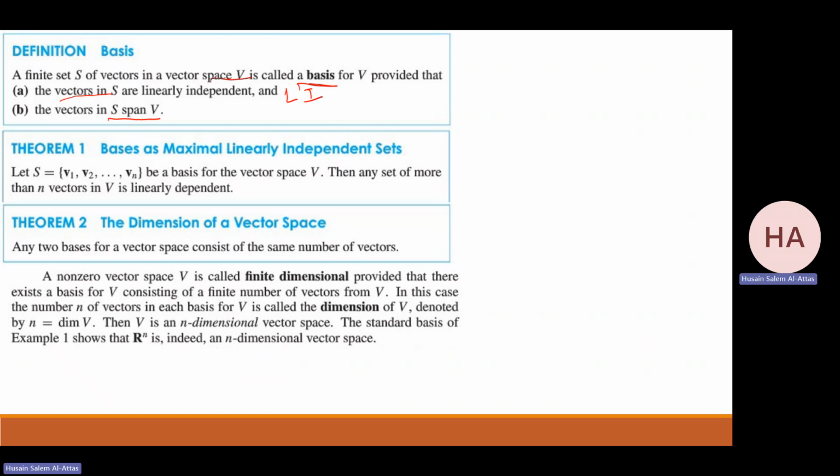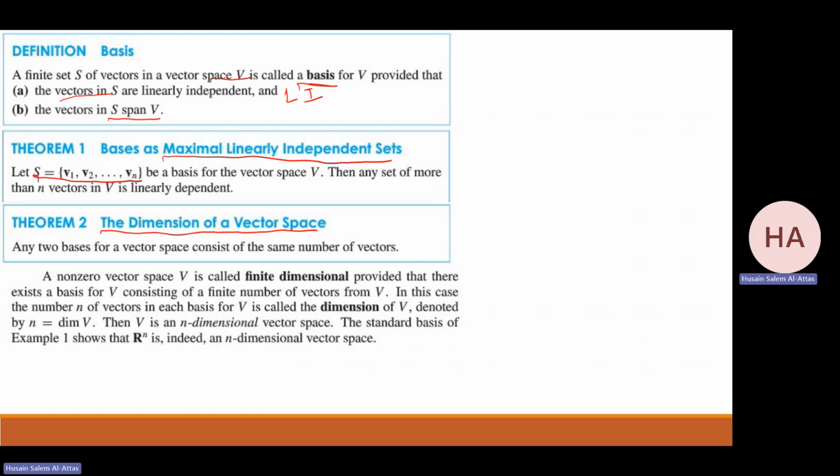Okay. We have this theorem, which says what? The basis, you can look at it as the maximal linearly independent set. It means what? Assuming we have a basis of n elements, any set of more than n vectors will be linearly dependent, because we look at the basis as the maximal linearly independent set. If you add one element to it, then it will not be linearly independent anymore.